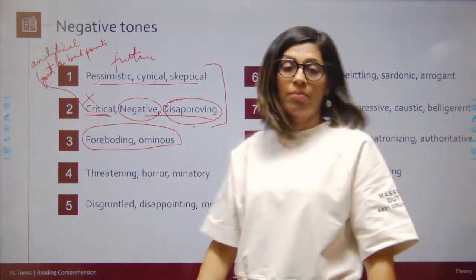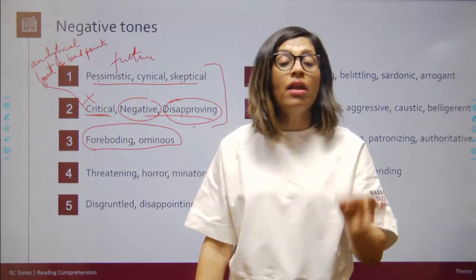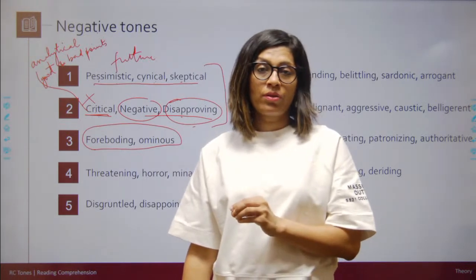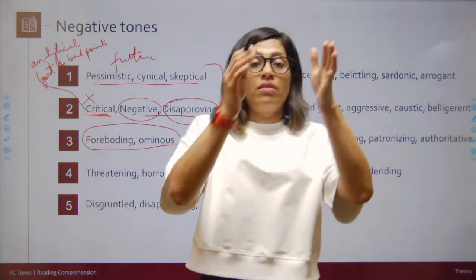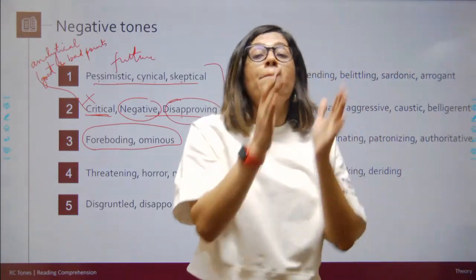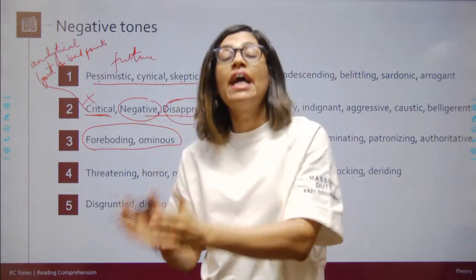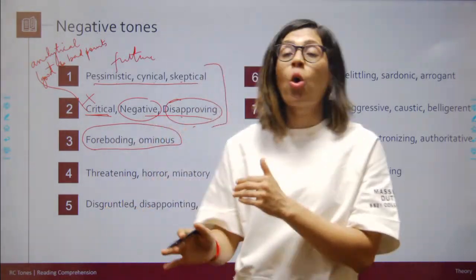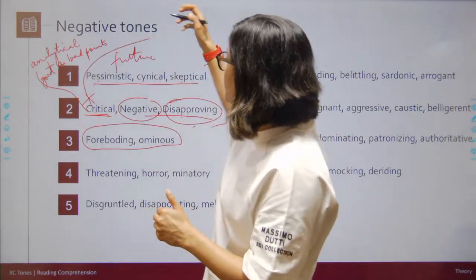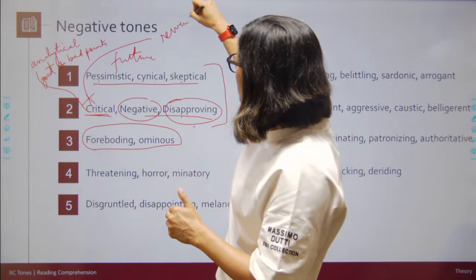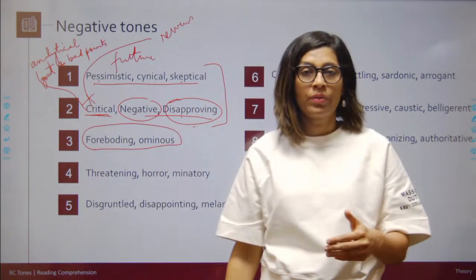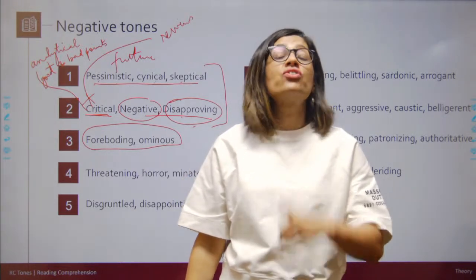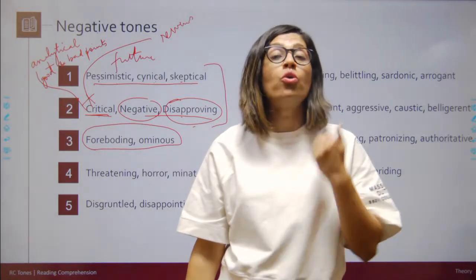But critical means not just analytical, plus the author gives both good and bad points. So critical means it is a mixture of an analytical tone plus the author's opinion in the end, whether that thing had good points, bad points. Usually both are given. Where do you find critical tone? Critical tone is found in reviews, book review, film review. All reviews have a critical tone. Critical means critiquing. Critiquing means discussing both good and bad points.